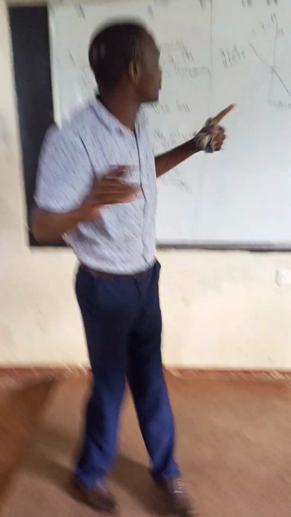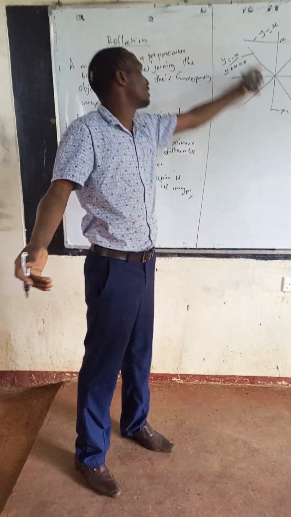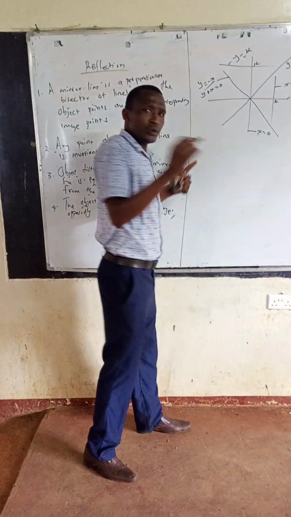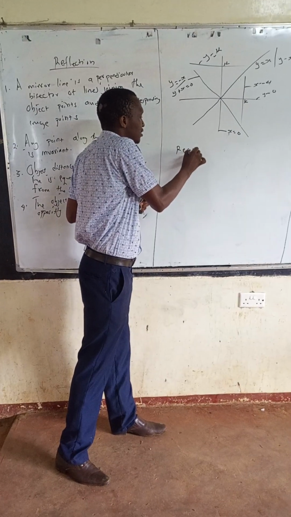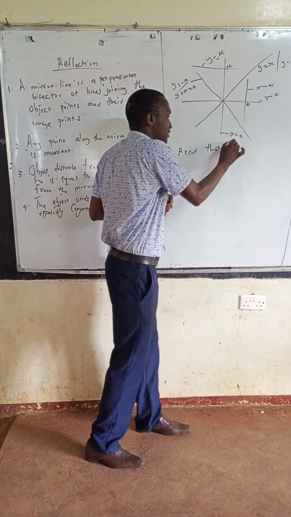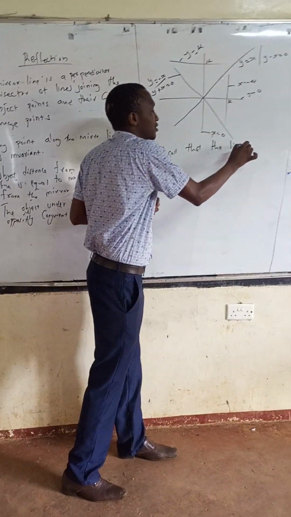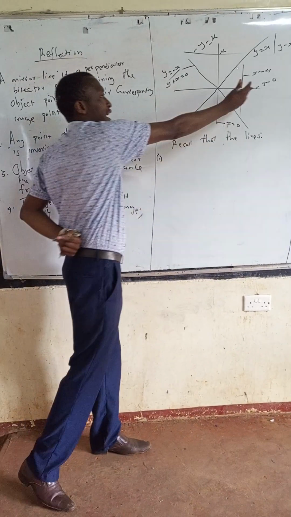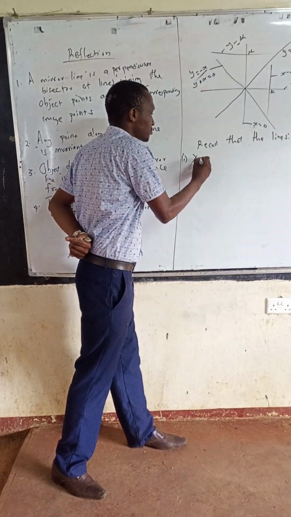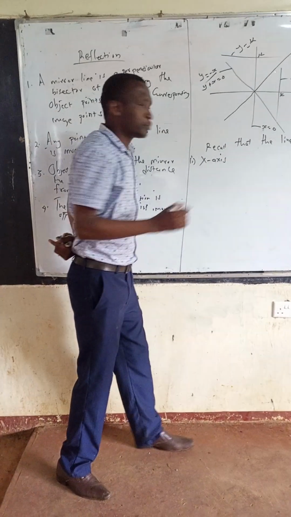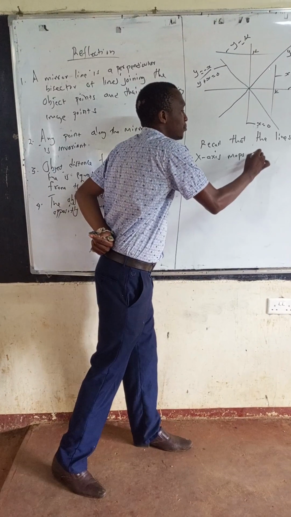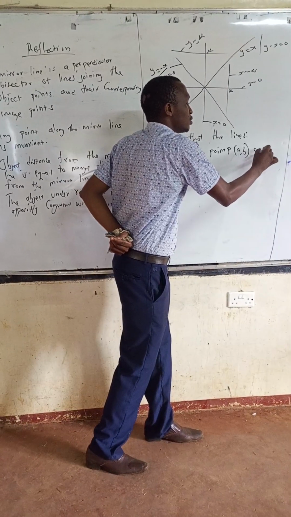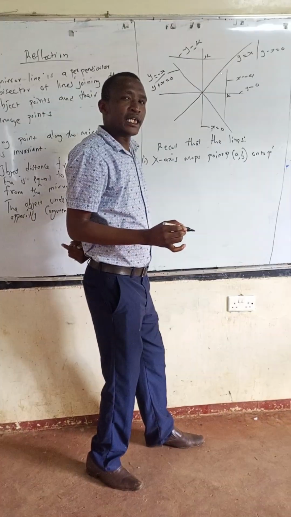Now, when we reflect any object in any of these lines, there are things we need to record under reflection. Line number one, let me start with the x-axis. The x-axis maps point P, which in this case is (a, b), onto P image, which is (a, -b).